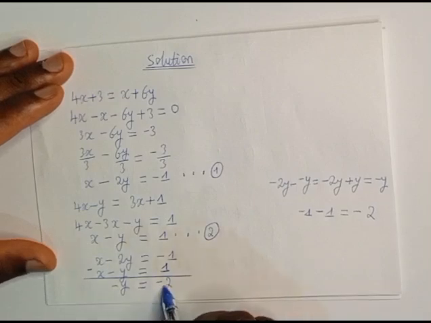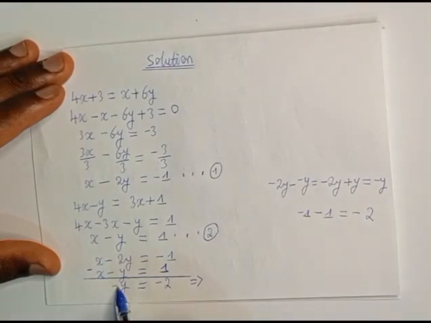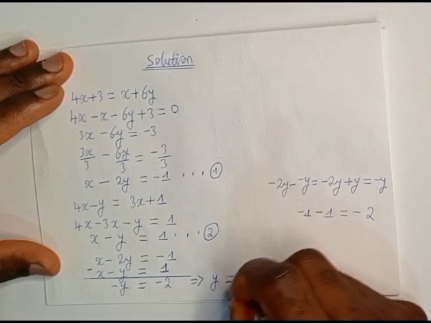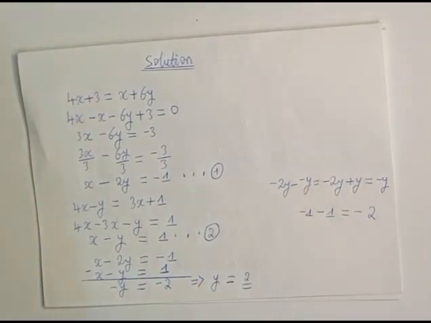Negative y is equal to negative 2. Then we multiply both sides by negative 1. The reason why we are multiplying both sides by negative 1 is simply because we are looking for y and not negative y. y will simply be equal to negative 2 times negative 1, which is 2. This is the value of y.